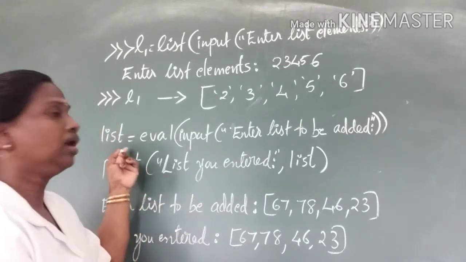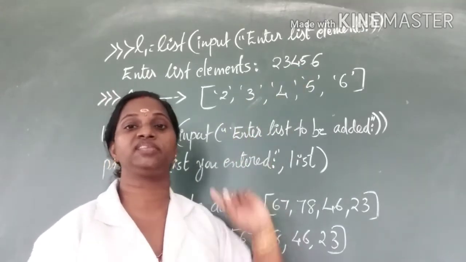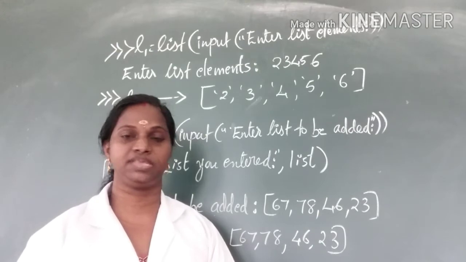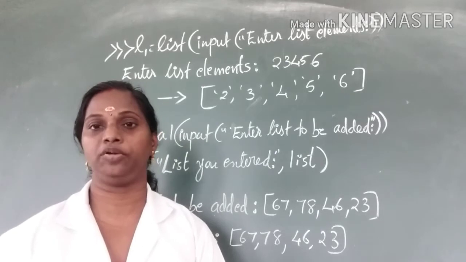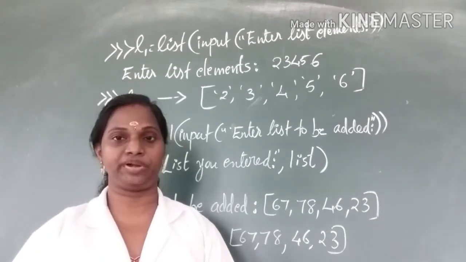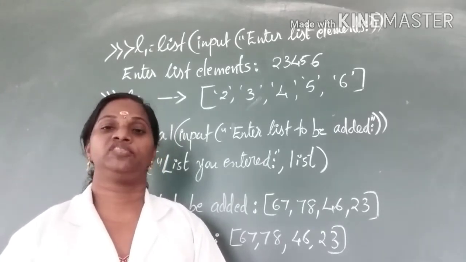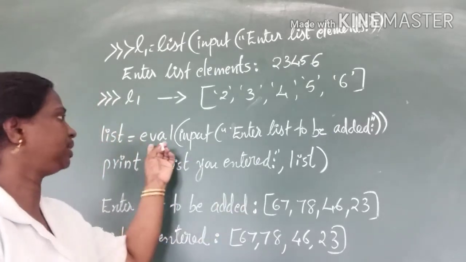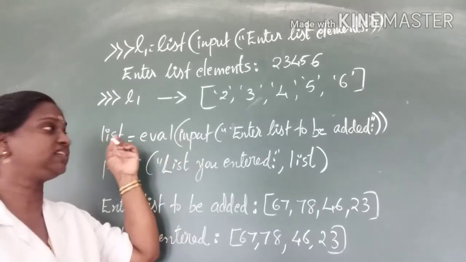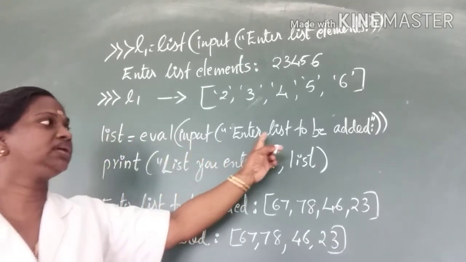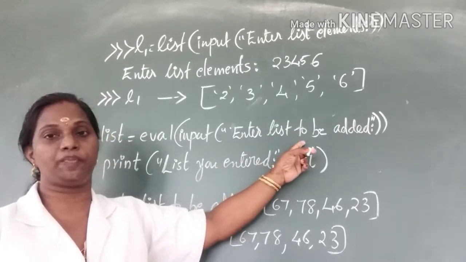Clear? Now you entered these as numbers, but when you print it, they appear as characters. Do you know the reason? Yes, here we didn't mention the data type of these values. When you use the input function, it accepts all the data as strings. So to convert into numbers, you can use the eval function. Here, L = eval(input('Enter list to be added')). This is the statement, enter list to be added.